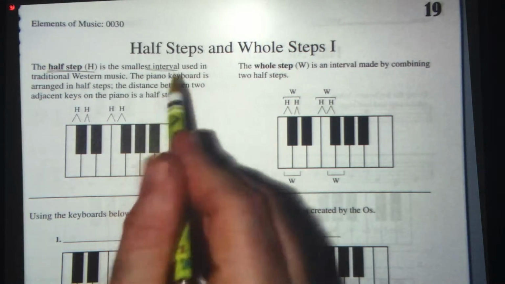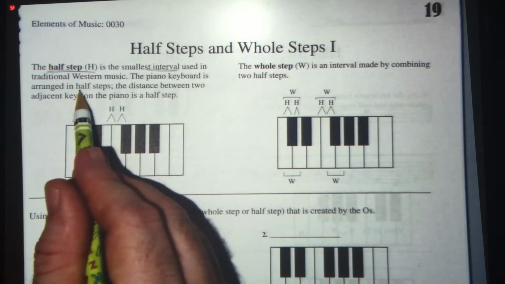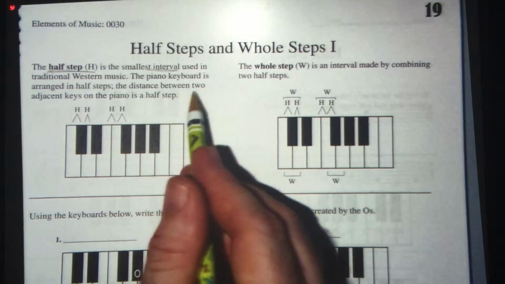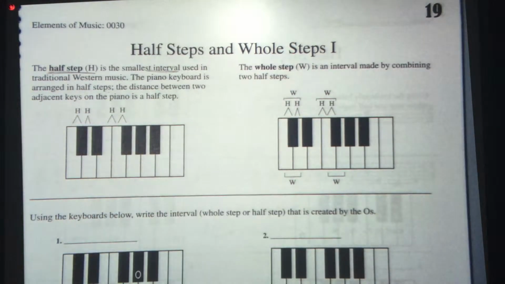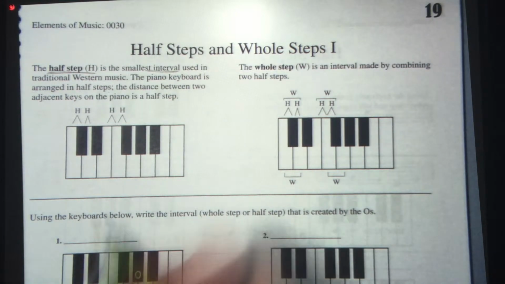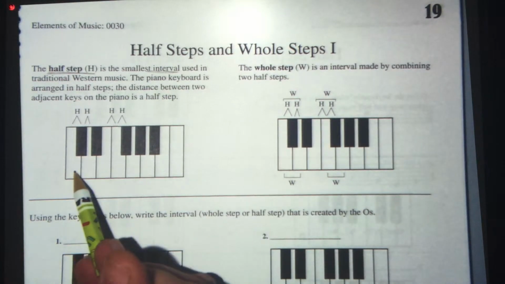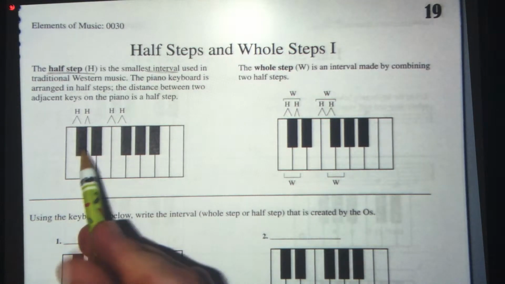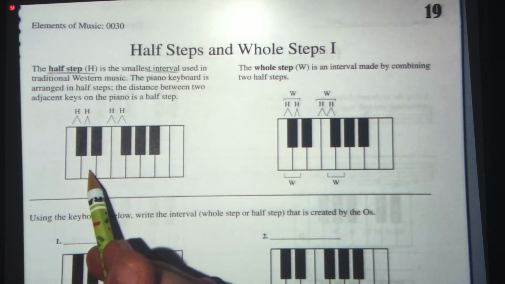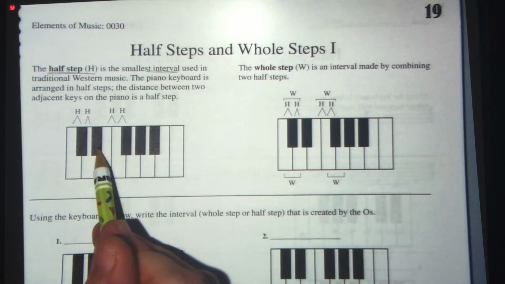The piano keyboard is arranged in what we call half steps. The distance between two adjacent keys on the piano is a half step. When I say adjacent, I literally mean the key right next to it. So we have a series of half steps here. And you have to use your key here to figure these questions below out. So between C and C sharp, that is a half step. Between C sharp and D, that is also a half step. Between D and D sharp, that is a half step.